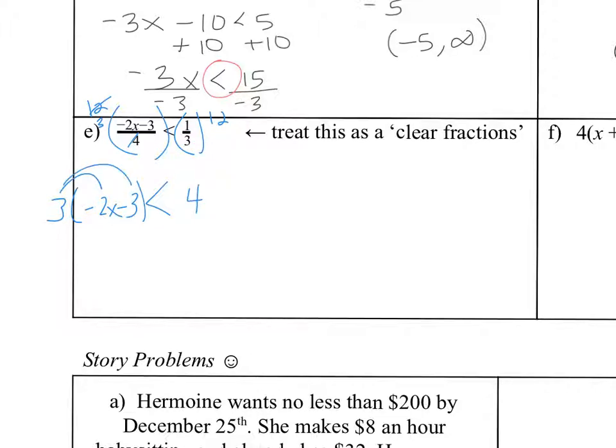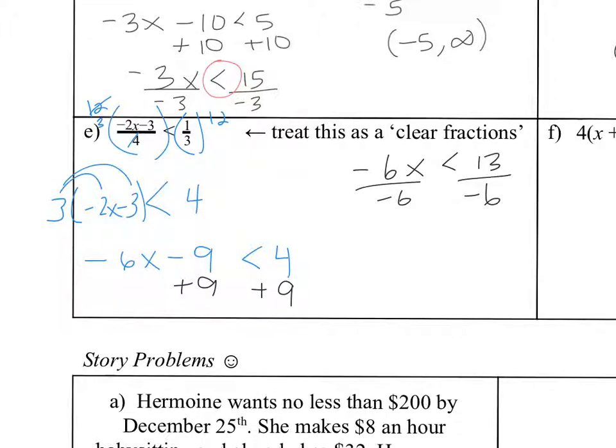When I do the distributive property, I'm going to get -6x minus 9 is less than 4. Then I'm going to add 9. So -6x is less than 13. Now I'm dividing both sides by a negative, so I have to switch the direction of the inequality. So x, or the sense, is greater than -13/6.